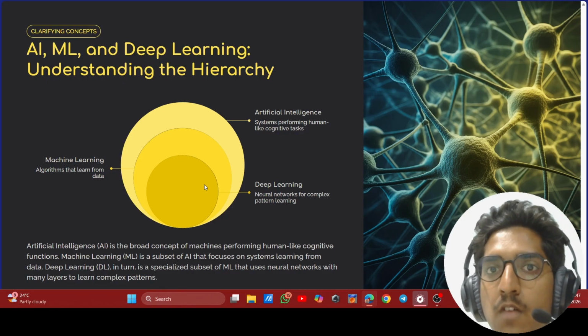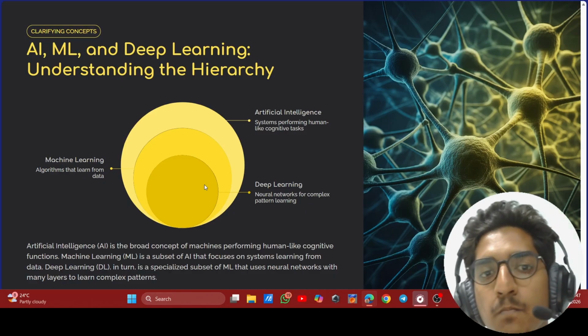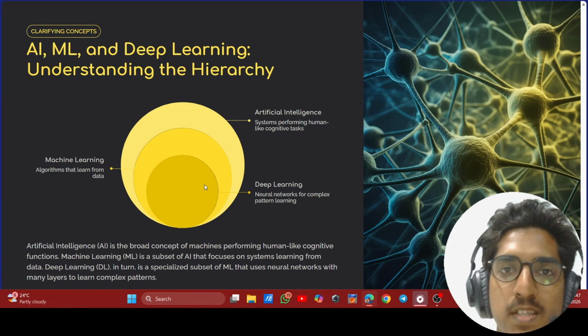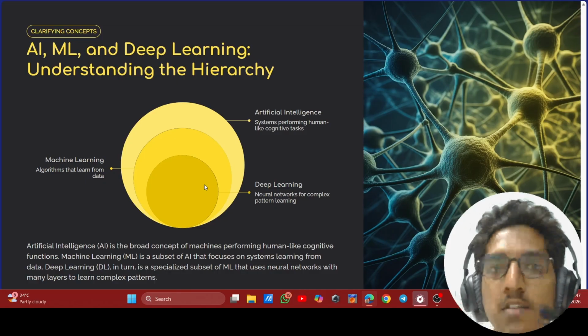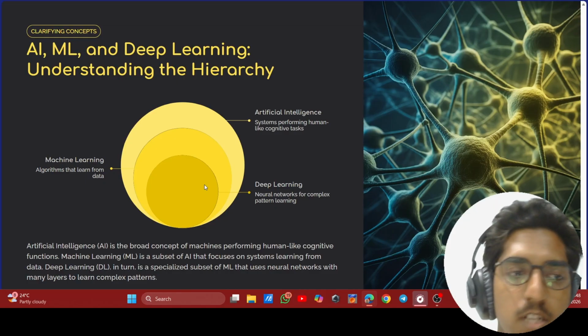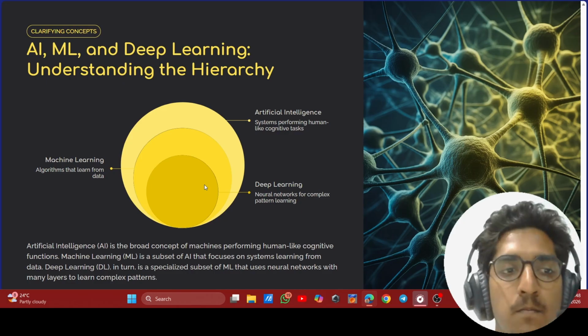Whenever a new input is given, then a new output can be created. So this is what is meant by artificial intelligence. Basically, artificial intelligence is used for complex tasks. Next, we'll be seeing about machine learning.